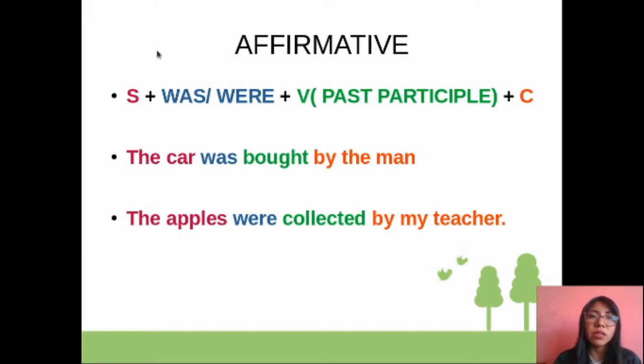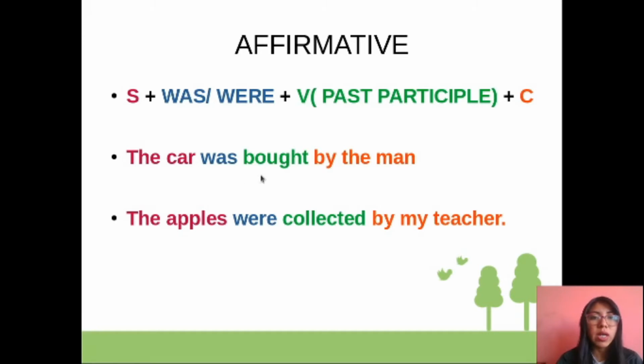We are going to remember that we are going to use the subject, the auxiliary was and were. It means the verb to be in past form. The verb in past participle form. Remember, we are going to use was with the third person singular and I. It means for I, he, she, and it. And we are going to use were for you, we, and they. Okay? And the verb in past participle, that is the third column of your verb list. And the complement.